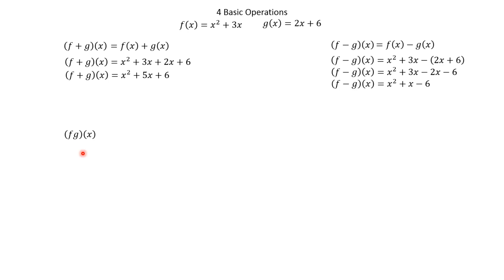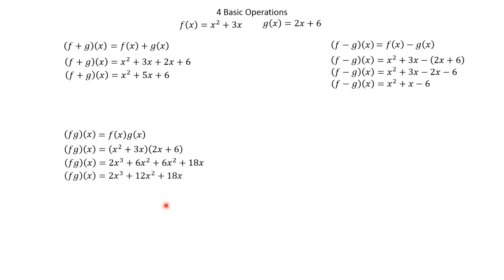The third one, fg of x. If you had to take a guess, f of x times g of x. And so we're going to have f of x times g of x, and then we just need to make sure that we distribute. Yes, you still have to distribute. All the stuff we've learned still holds true. And so we'll have x squared times 2x, which would be 2x cubed, x squared times 6, which is 6x squared, 3x times 2x is another 6x squared, and then 3x times 6 is 18x. And we can combine our like terms. 6x squared plus 6x squared is 12x squared. There, it's multiplied.